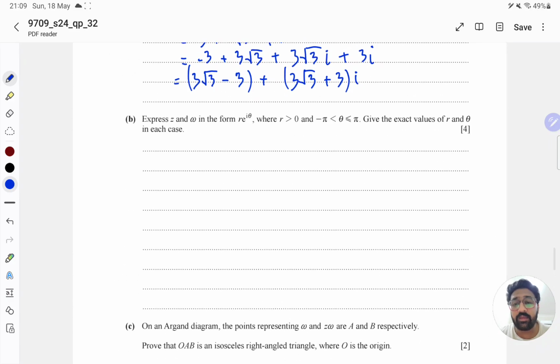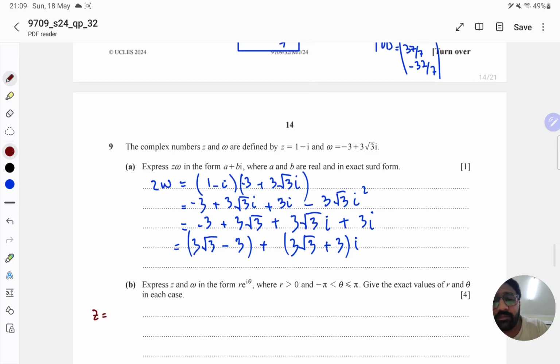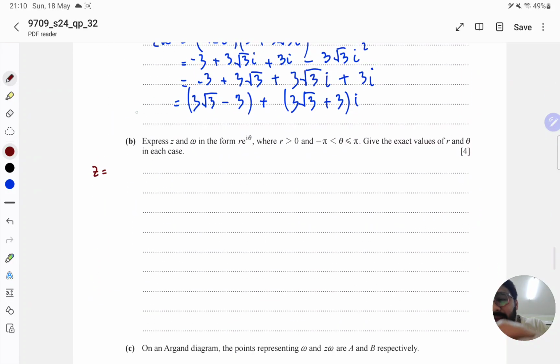Okay, he says express z and w in the form of r e to the power i theta, where r is greater than 0 and theta is from minus pi to pi. Give the exact values of r and theta. Let me write down z first. z is basically 1 minus i. So let me find out for z first.